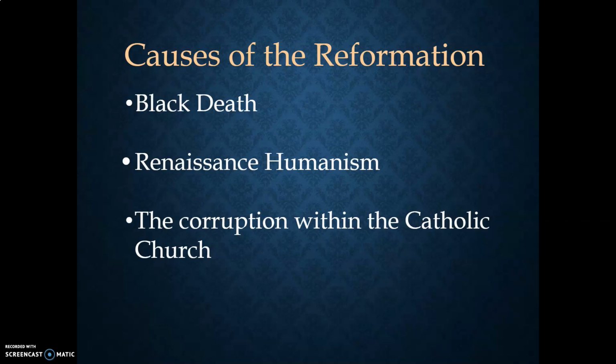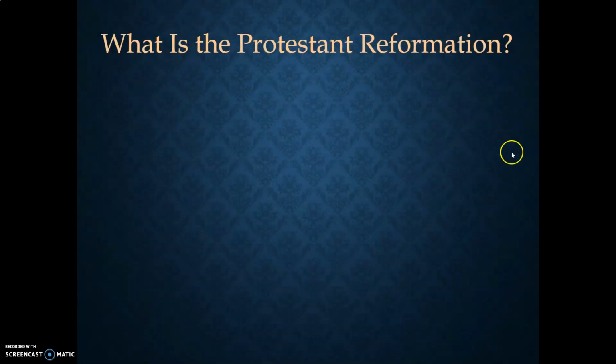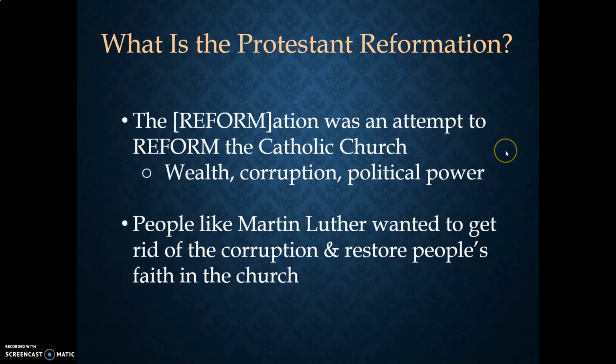And then finally, and this is really what's going to trigger this, the corruption within the Catholic Church. And you have to understand they're powerful, they're wealthy, and that usually leads to some form of corruption. So that's where our story starts. The whole point of the Protestant Reformation is to reform, or attempt to reform, the Catholic Church. Because again, they're wealthy, they're corrupt, they become something that is the opposite of what religion should be.